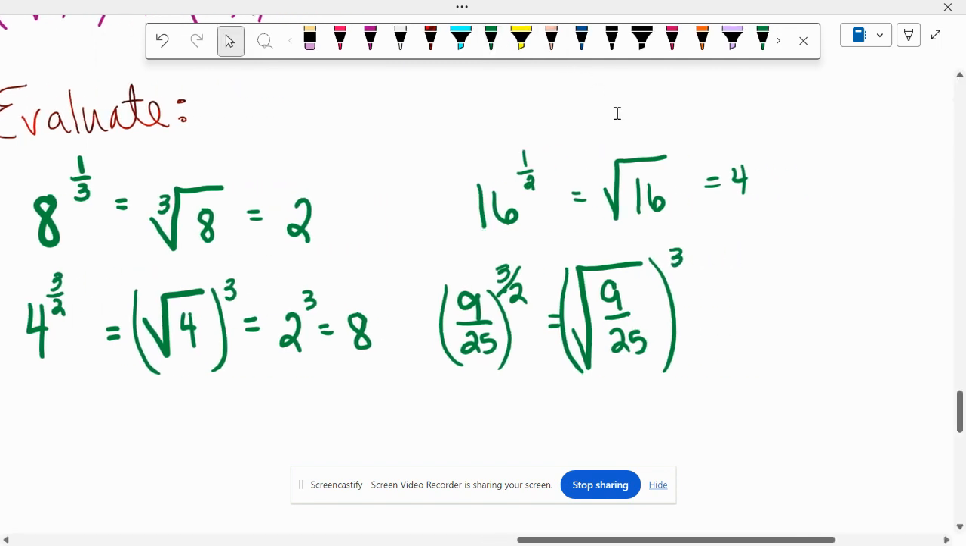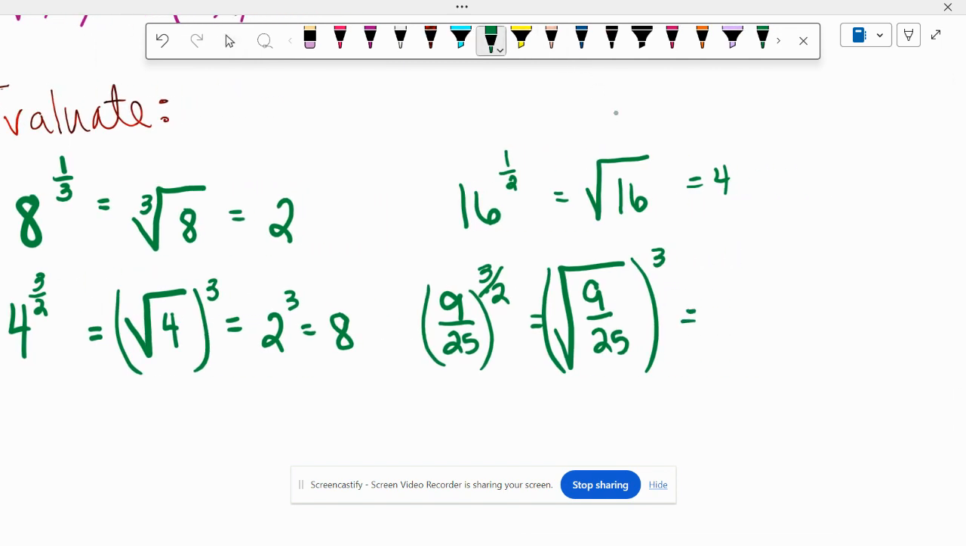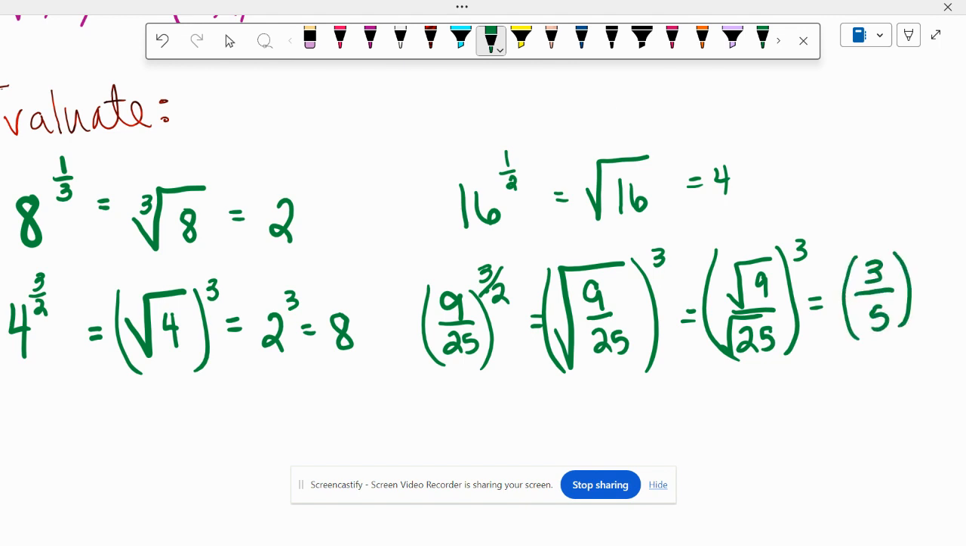So remember when we learned about radicals, we can break this up. We can really write this as the square root of 9 over the square root of 25. And then we can take that whole thing to the power of 3. What is the square root of 9? 3. And what is the square root of 25? 5. And 3 cubed is 27. And 5 cubed is 125. 125.